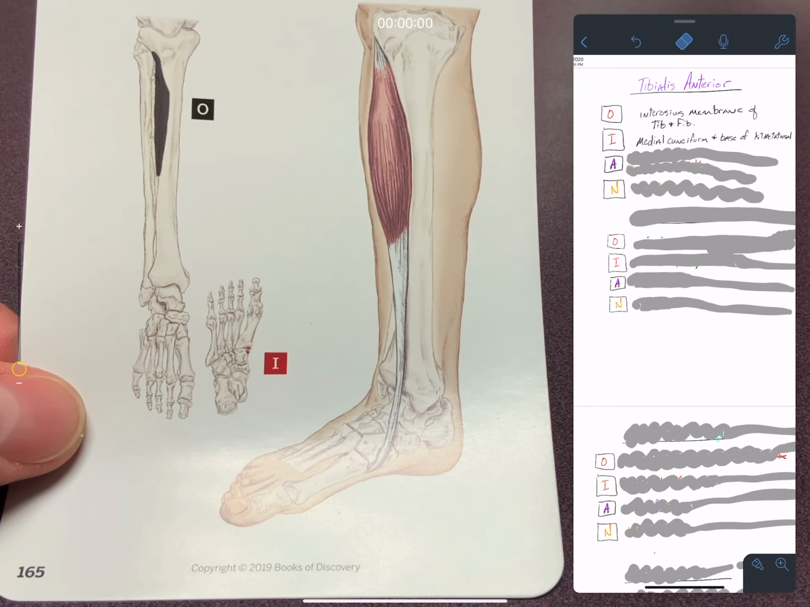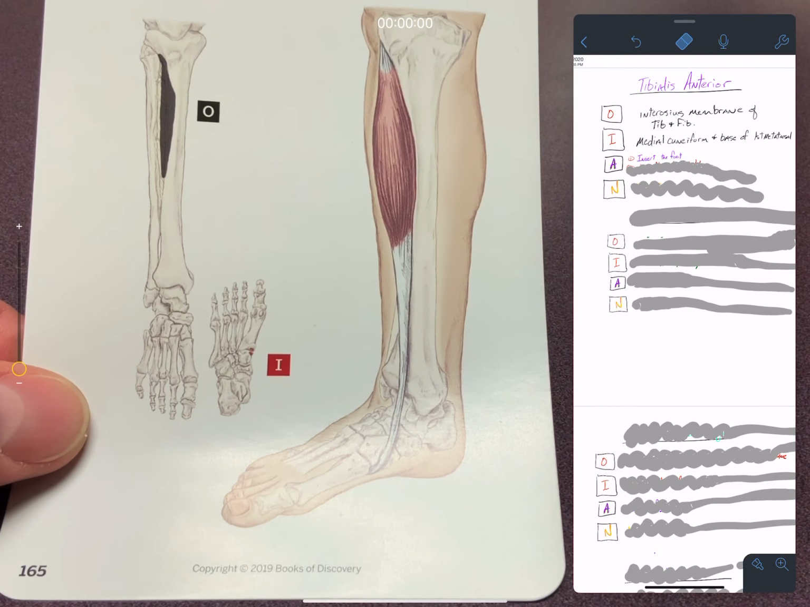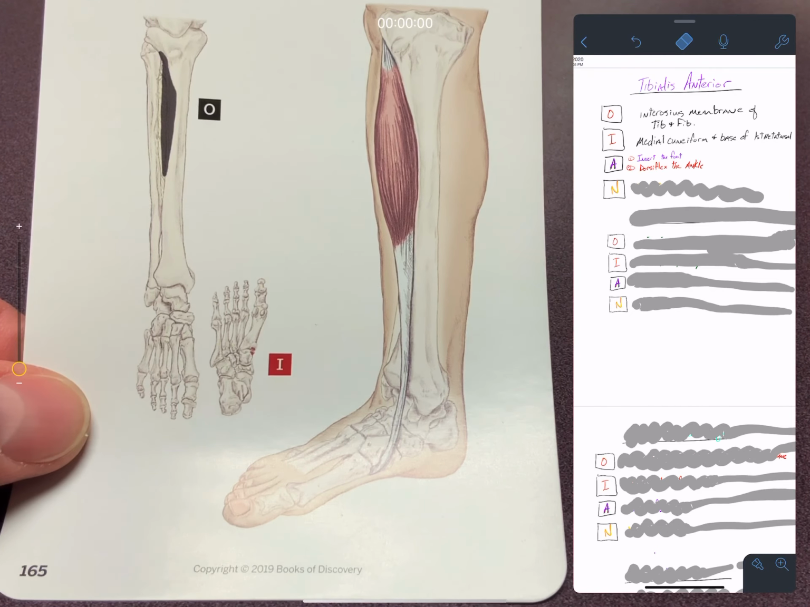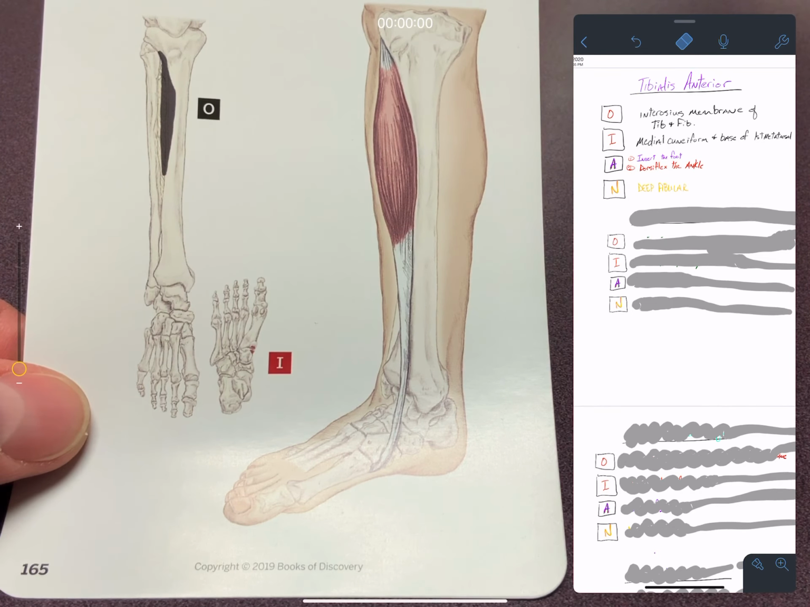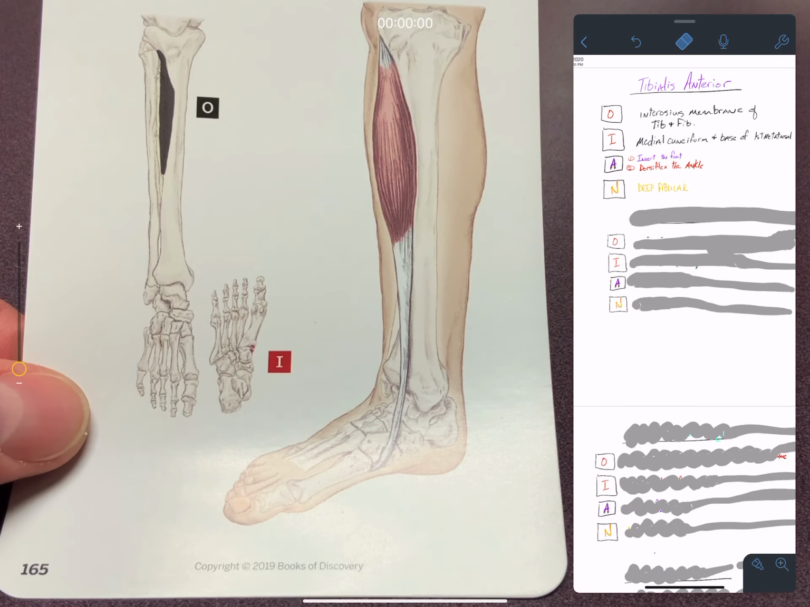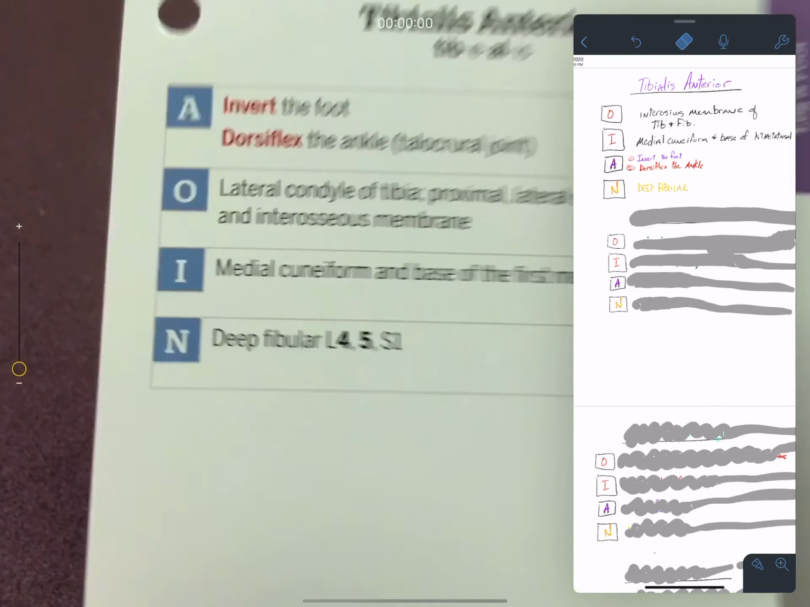Action of tibialis anterior: invert the foot and dorsiflex the ankle. It's innervated by the deep fibular nerve. Continue on. Oh, here's the key.